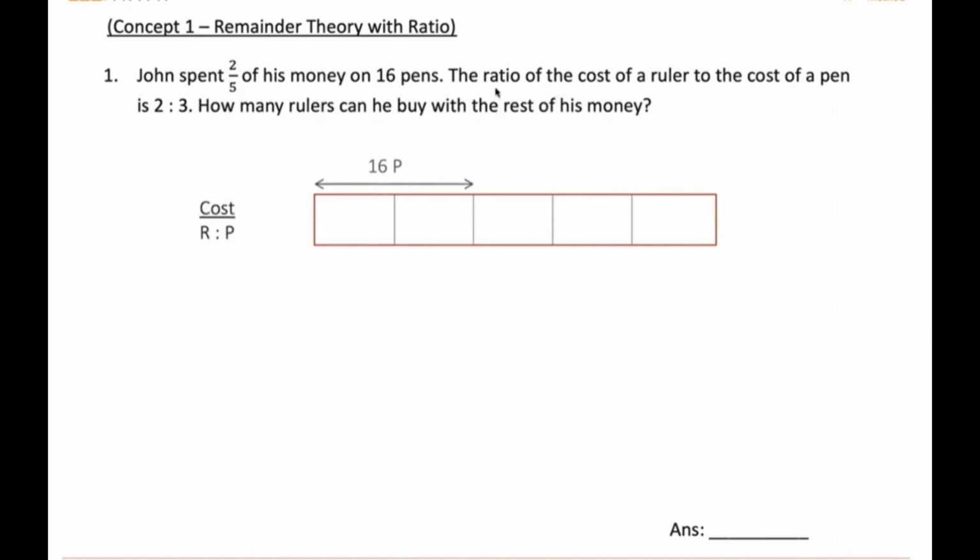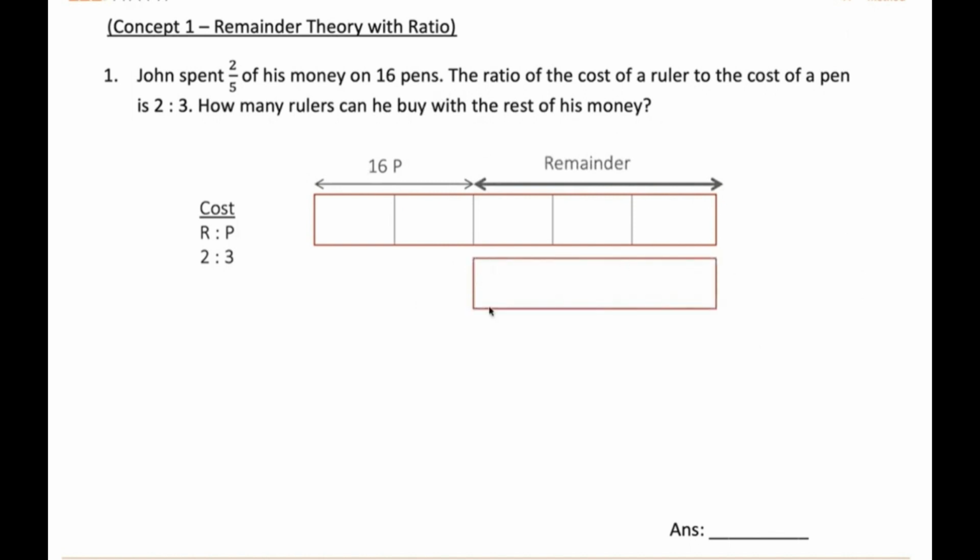So the next information here, the cost of a ruler to the cost of a pen is 2:3. I record it this way: 2:3. So I know that the price of a ruler is 2 units, the price of a pen is 3 units. Okay, what is the unit? We can worry about that later, but the price of a ruler for now, I call it 2 units. Price of a pen for now is 3 units. Okay, this is the rest of his money. I call it remainder.